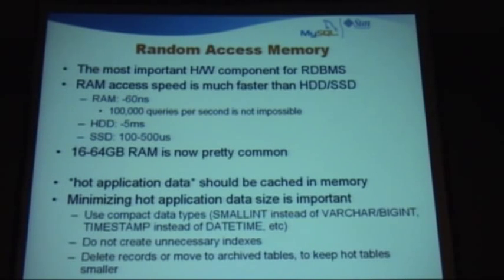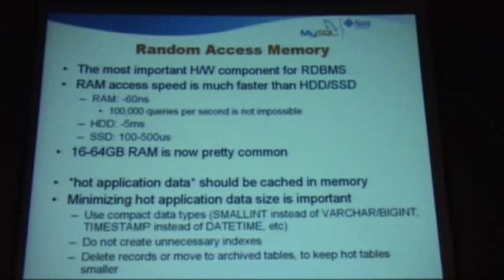Random access memory is the most important hardware component for database servers. Why? Because random access memory's access speed is much faster than storage like hard disk drives and SSDs. RAM's access speed is nanoseconds order, so 100,000 queries per second is not impossible, especially for in-memory select primary key lookup statements. Hard disk drive's access speed is milliseconds order, say 5 milliseconds or so, and SSD's access speed is microseconds order, so they are much slower than random access memory.